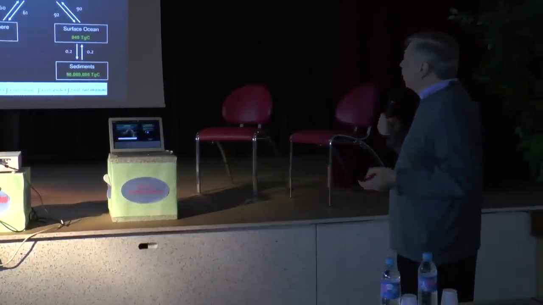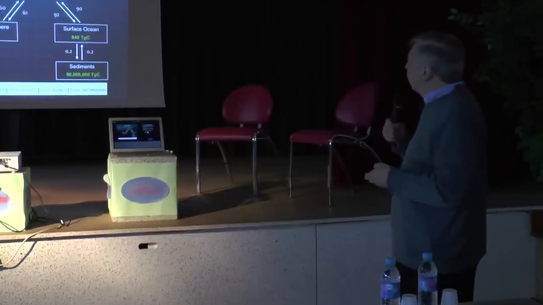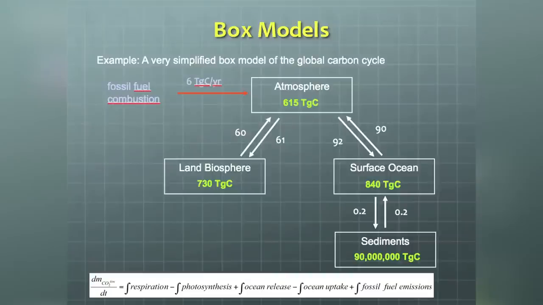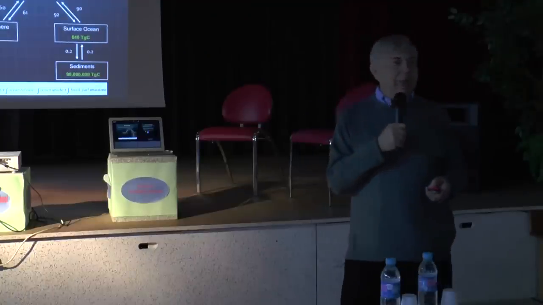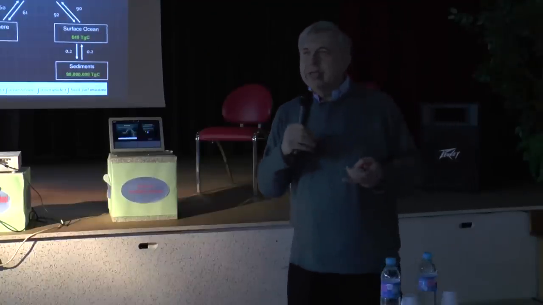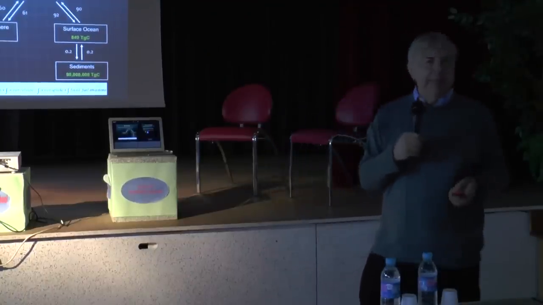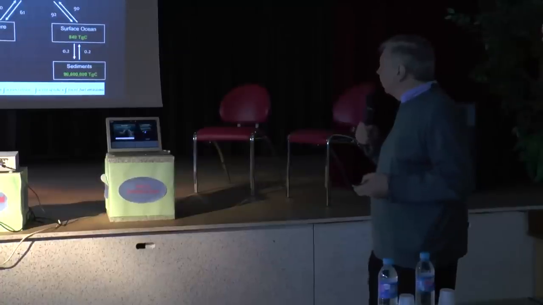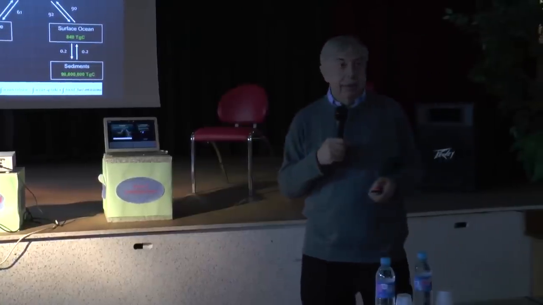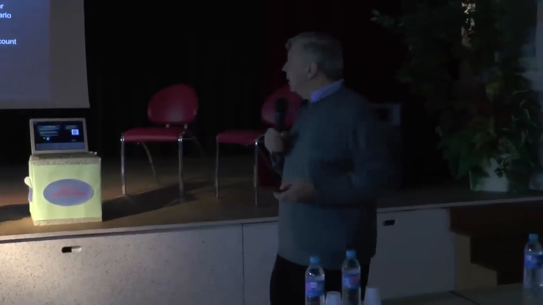Simple example of a box model. This is a general box model with four boxes that interact, and this is, in this case, a simple representation of the global carbon cycle. You just look at, for example, 6 gigatons per year of carbon that will be introduced in the atmosphere as a result of man-made emission. And then what happens? How will that be distributed among the land, or the biosphere, the ocean, the sediment, and the atmosphere? That's an example.